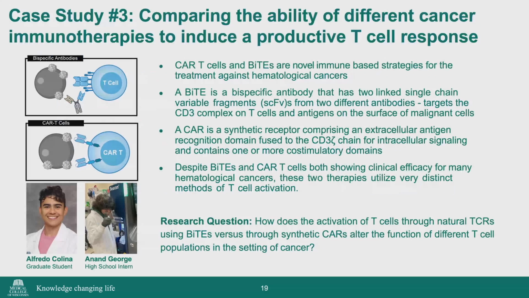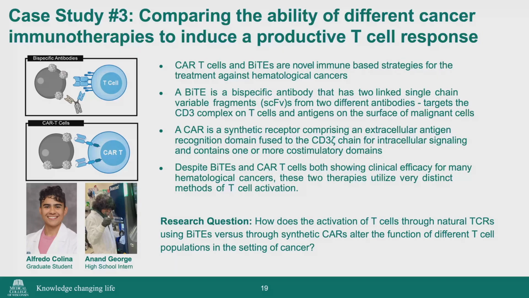And the last case study that I wanted to highlight is a study where we were comparing the ability of different cancer immunotherapies, in this case, BiTEs and CAR T cells, and trying to distinguish whether one therapeutic was generating more productive T cell responses compared to the other. And so these studies were led again by Alfredo Colina, one of the graduate students in the lab, and then Anand George, who was a high school intern that worked with Alfredo and myself in order to perform these assays. And so he had a summer research project and is continuing to perform these studies in the lab, where he's again determining differences in the T cell responses utilizing either BiTEs or chimeric antigen receptor T cells.